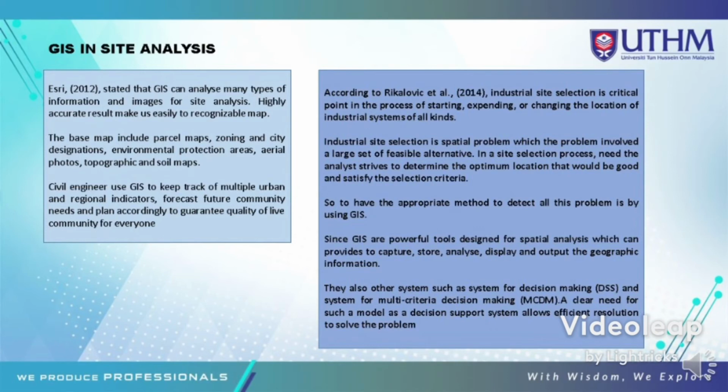GIS are powerful tools designed for spatial analysis which can capture, store, analyze, display and output geographic information. There are also other systems such as the Decision Support System (DSS) and Multi-Criteria Decision Making (MCDM). A clear need for such a model as a decision support system allows an efficient solution to the problem in site analysis.